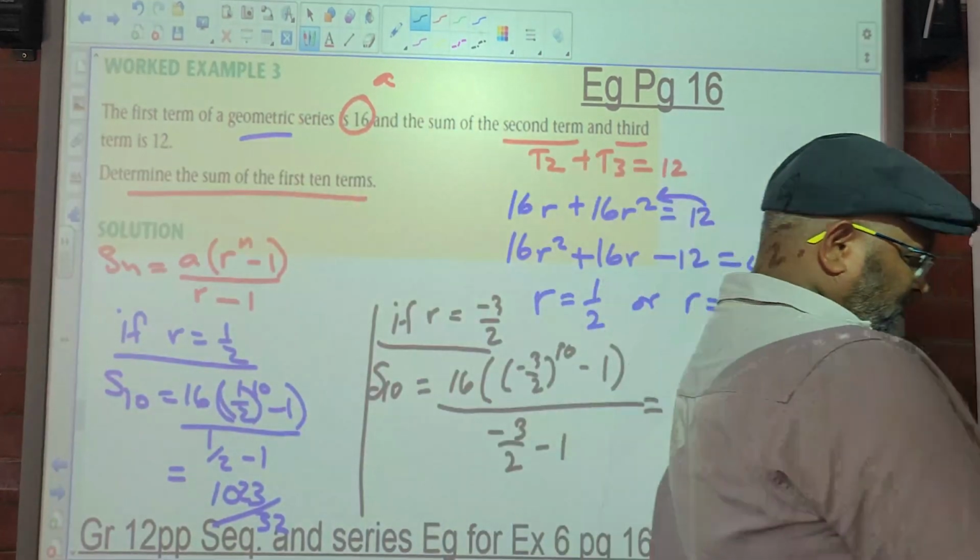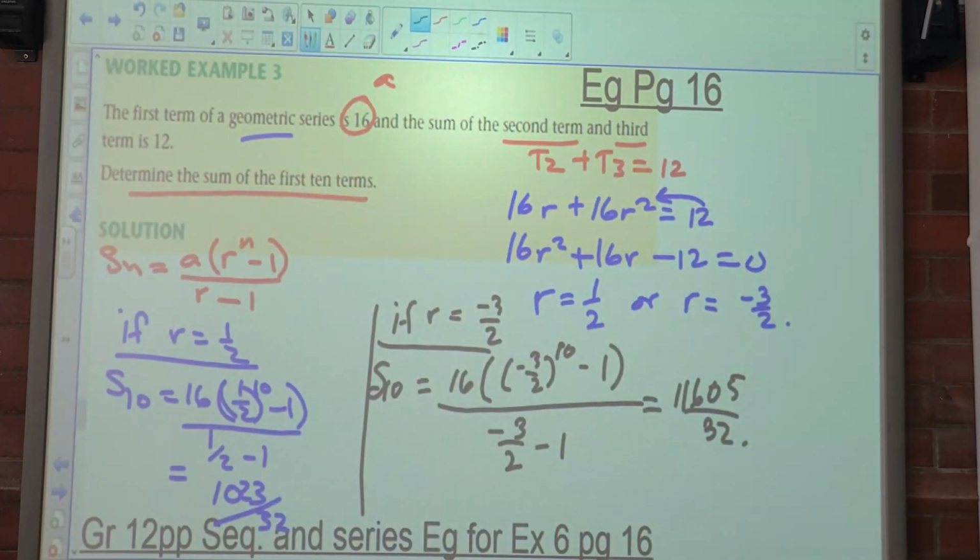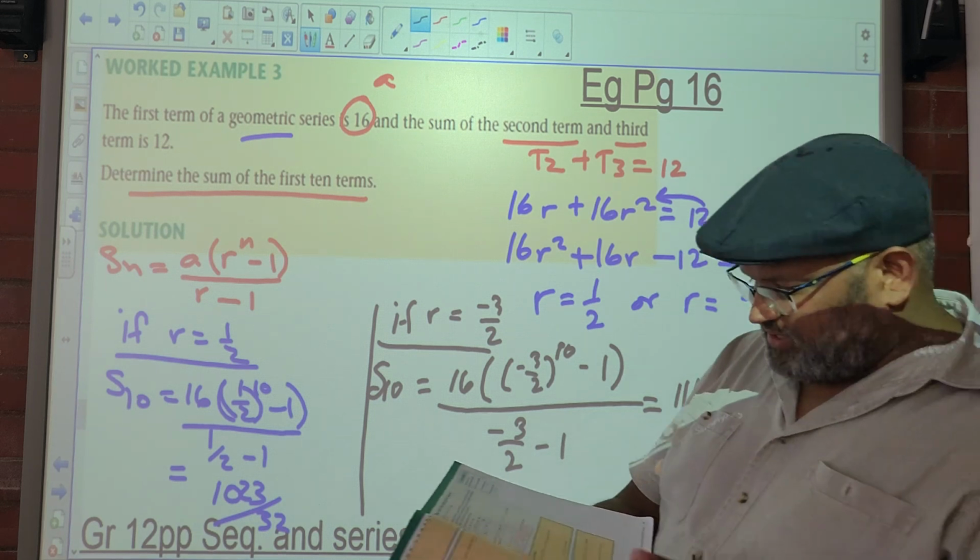Right, for homework I want you guys to do exercise 6, and that's on page 15, 16.